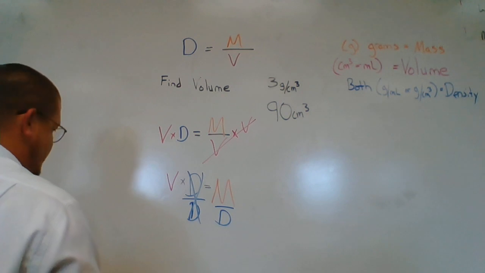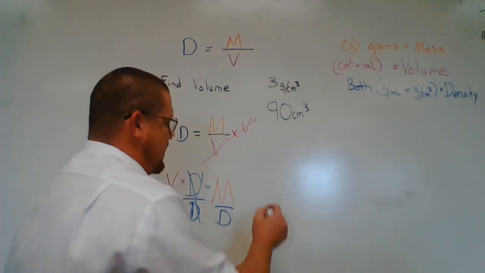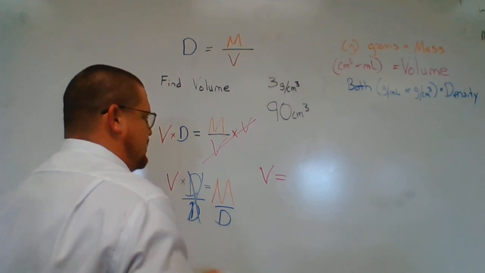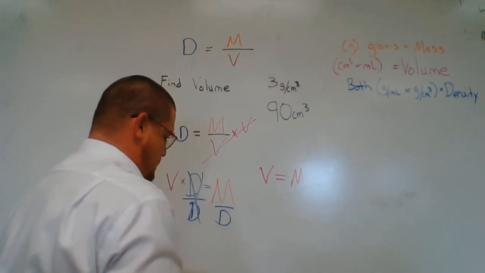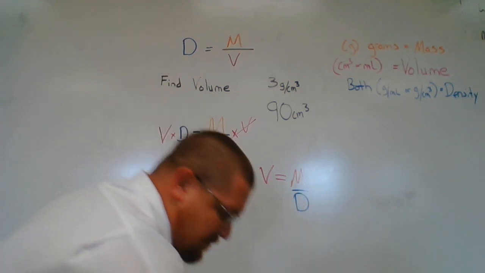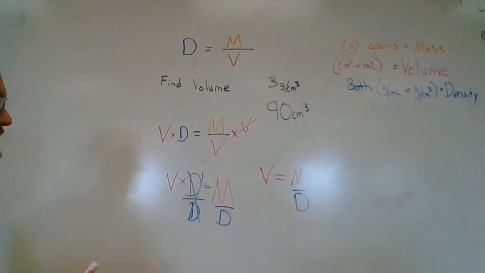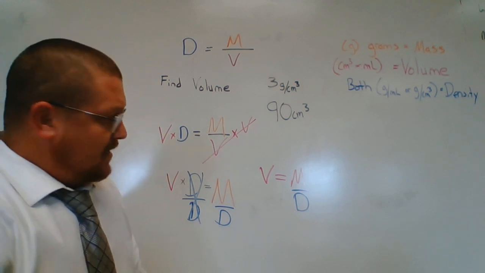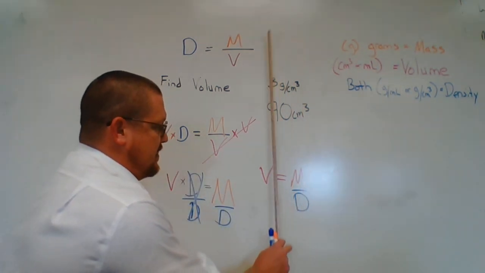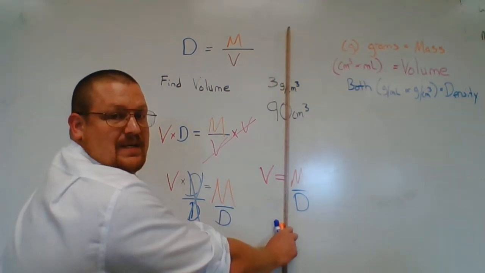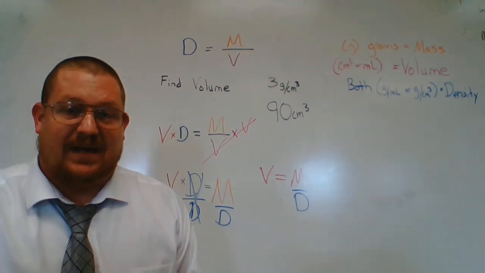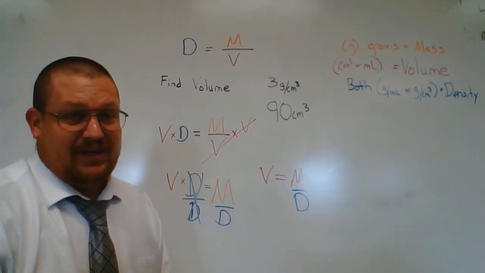So now we're going to rewrite it. Now we have V equals mass divided by density. I'll drop my marker. Mass divided by density. Now, if we split the equation through the equal sign, the volume is alone. It's by itself on one side of the equal sign. That's what we want because we're trying to find our volume. So now we are ready to plug in and solve.